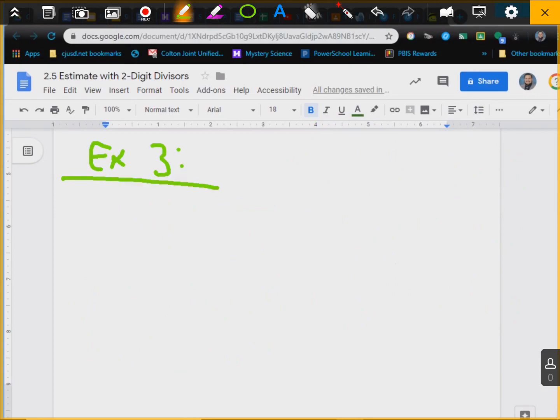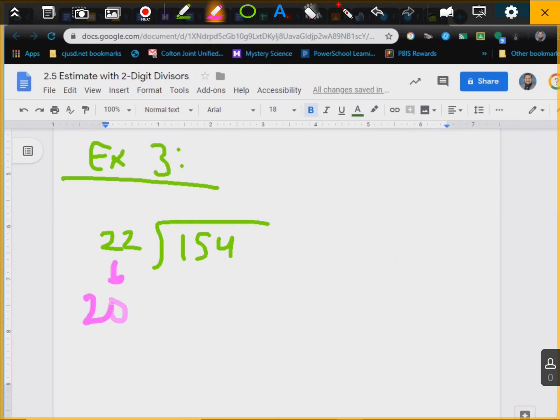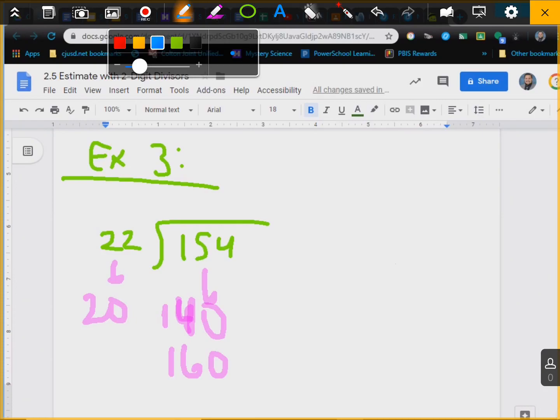Example number 3 is 154 divided by 22. Well, I'm going to round 22 to 20. And I'm going to round 154 to 140 and to 160. Sorry, that's supposed to be a 4. Okay, 140 and 160.